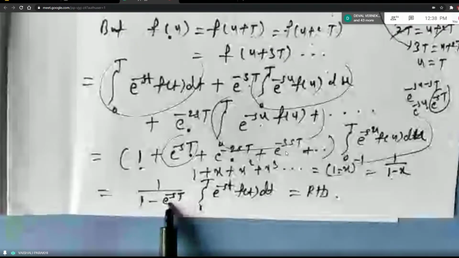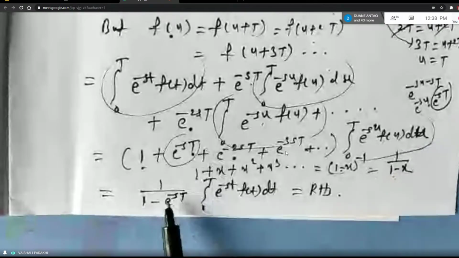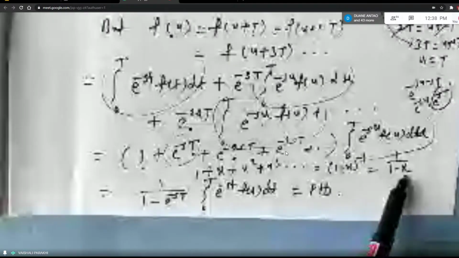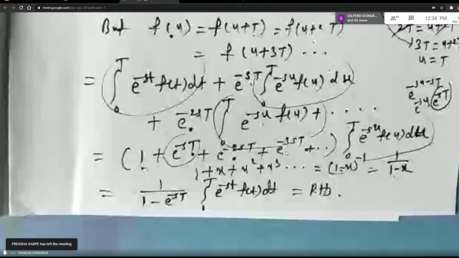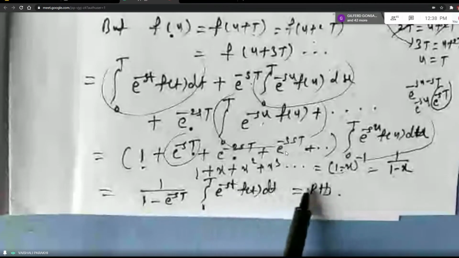So your x is what here, students? e raised to minus st. So 1 minus x means 1 minus e raised to minus st, and this integral as it is, written in terms of t because u is a dummy variable. Okay. And this is what we want to show on the right hand side.